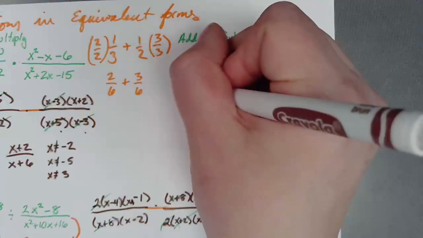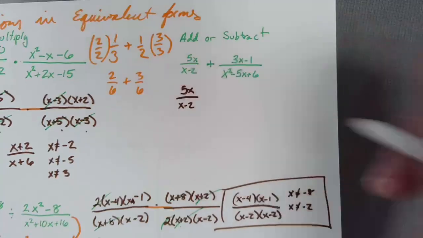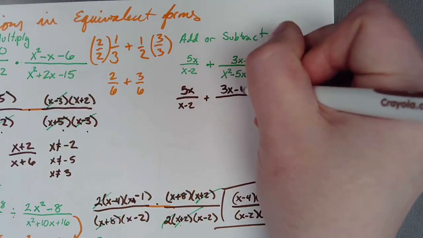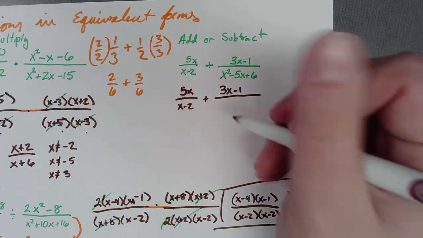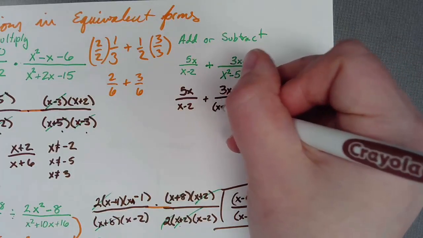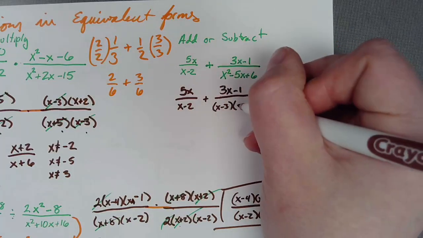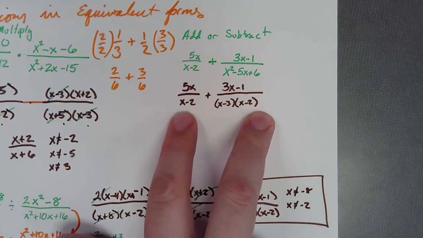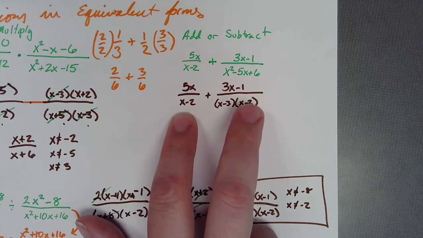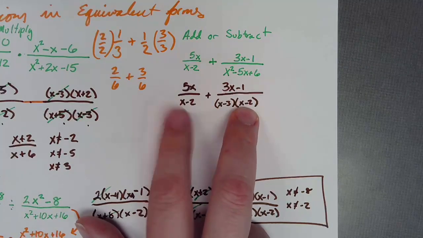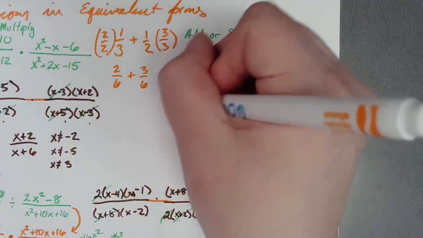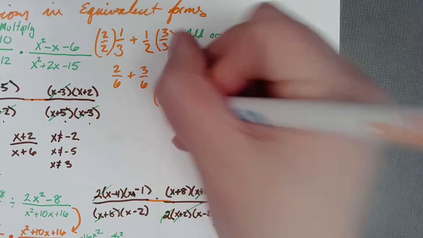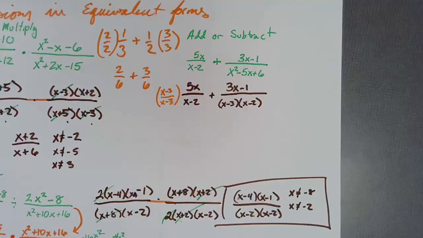So I get 5x over x minus 2, because there's nothing to factor there, plus 3x minus 1, because there's nothing to factor there, over x minus 3 times x minus 2. And what I notice is that both of these fractions have an x minus 2, but this fraction has the x minus 3 and this one does not. So that's going to be what I need to multiply this first fraction by, because then I'll end up with common denominators.